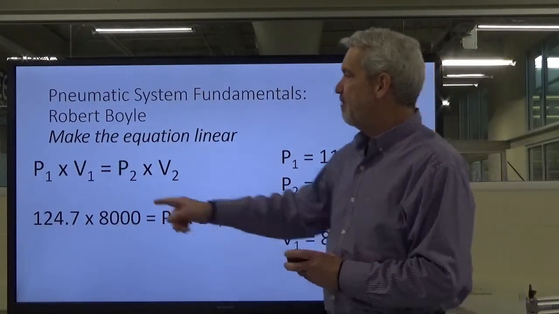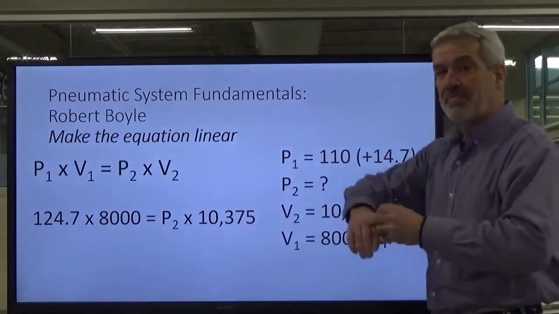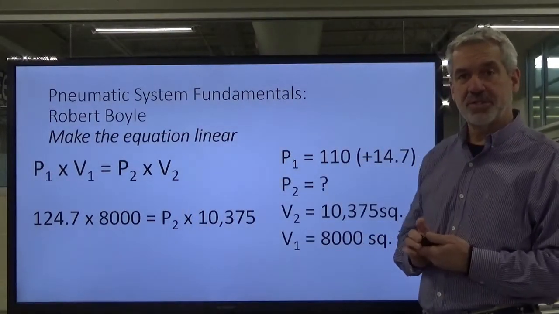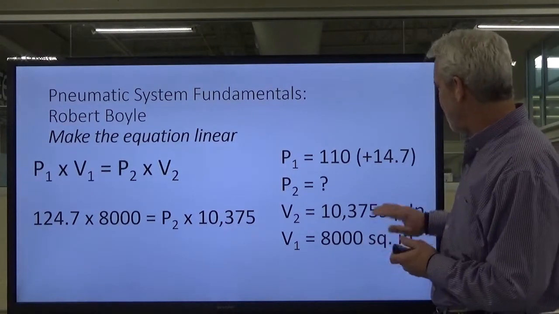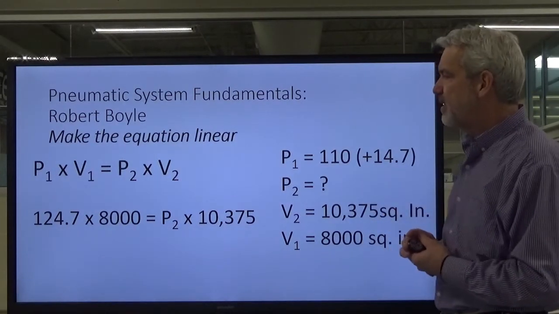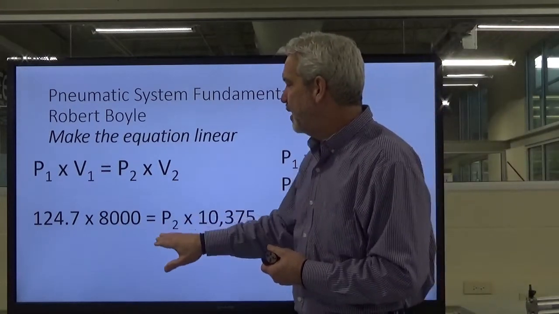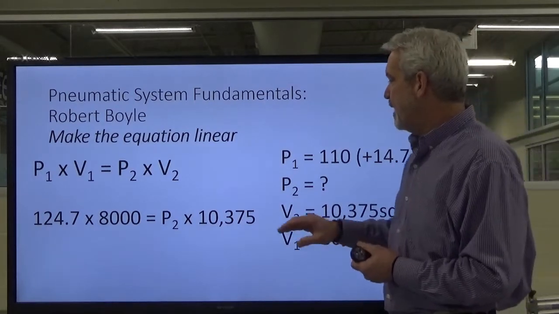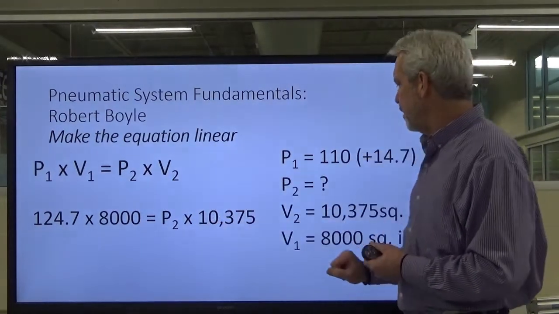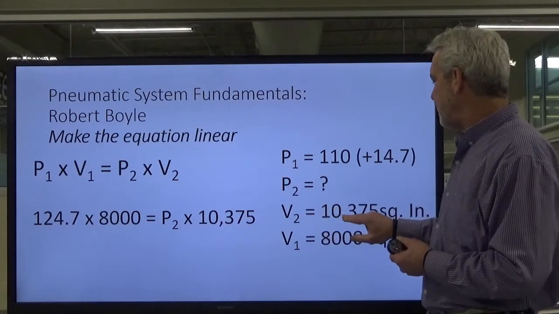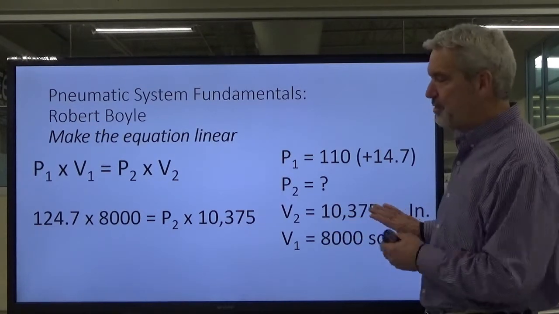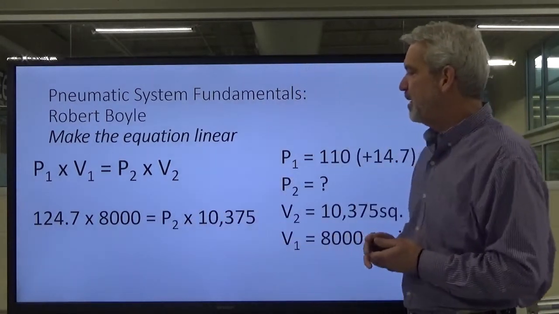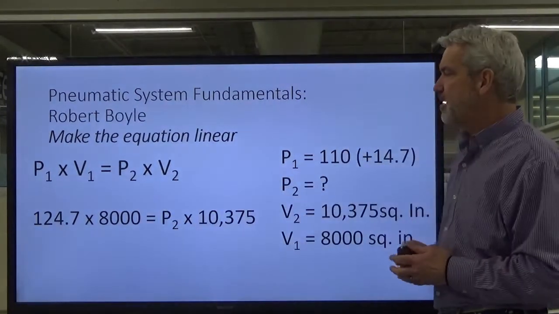Okay. Then volume 1, that's what we started out with before we made our additions, before we added all this extra piping. Volume 1 was 8,000 cubic inches. Sorry, this should not be square inches, it should be cubic inches. And so we're looking to see what our pressure is. That's what we're after, P2. And then the second volume is 10,375 cubic inches, not square inches. That's my fault. So now we've got all of our variables plugged in, and we're looking for this one right here.